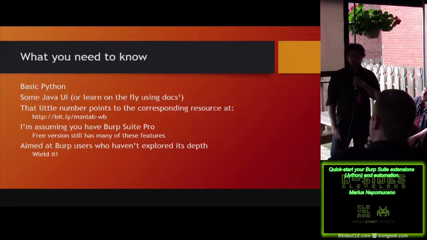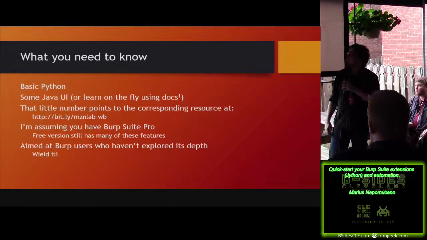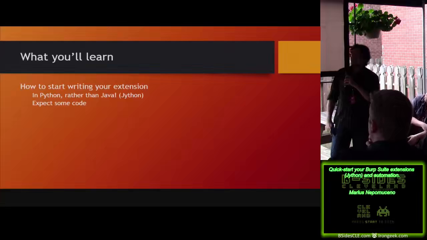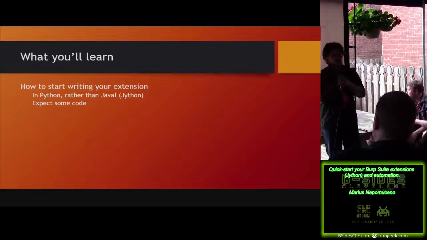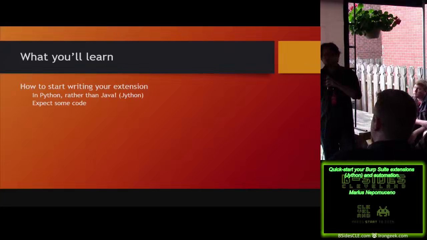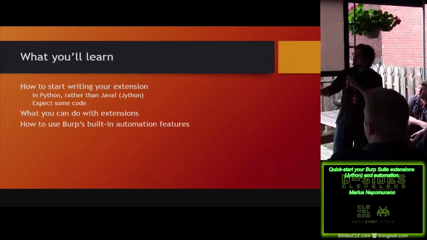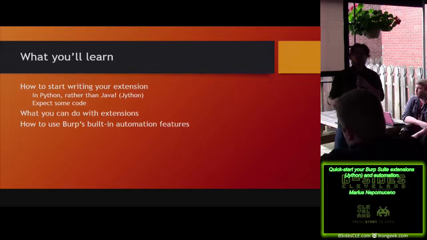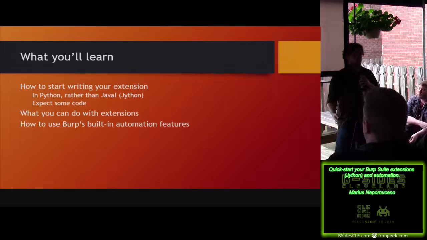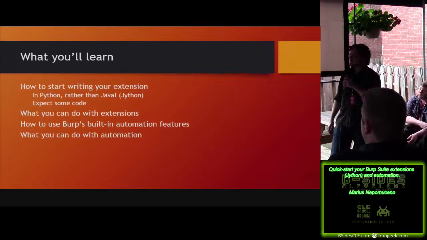So like I said, this is aimed at people who have already used Burp, but haven't delved in that deeply with extensions and things like that. What you'll learn, how to start writing your own extension, actual verbatim code and things like that, so expect some code. We will use Jython, so everything will look like Python. You can still use Java elements in there. And then you'll learn what you can do with extensions. And past that, we'll actually take a look at some built-in Burp Suite automation features that can be done without having to worry about any extensions at all, and then how to use them.